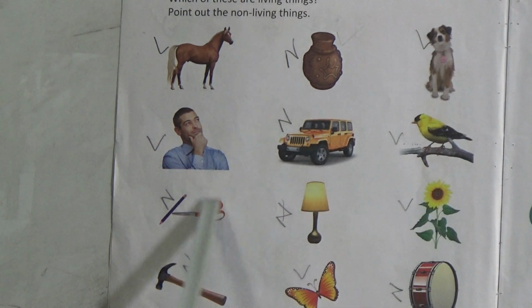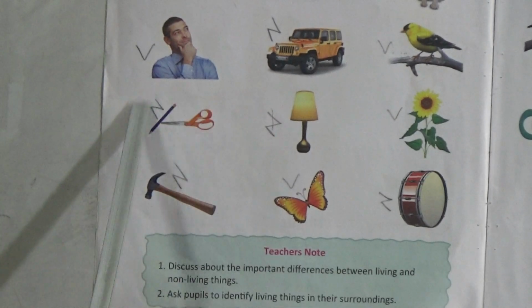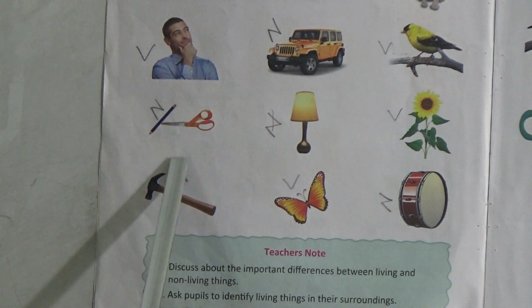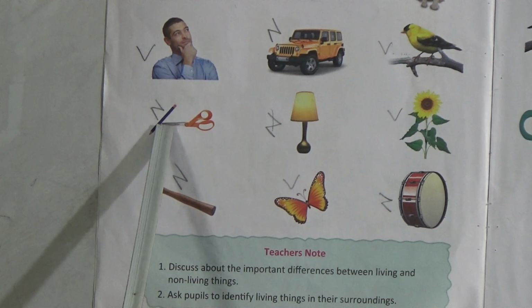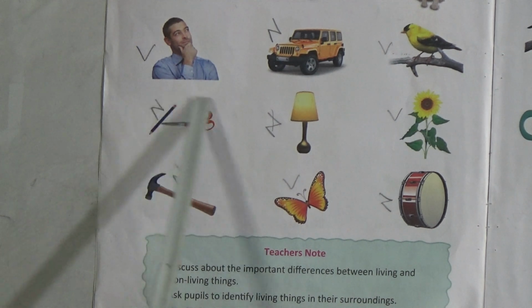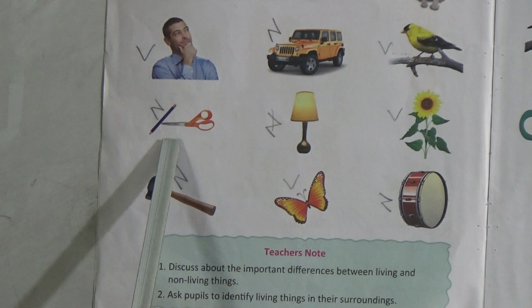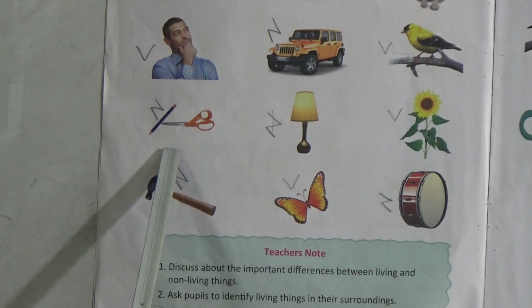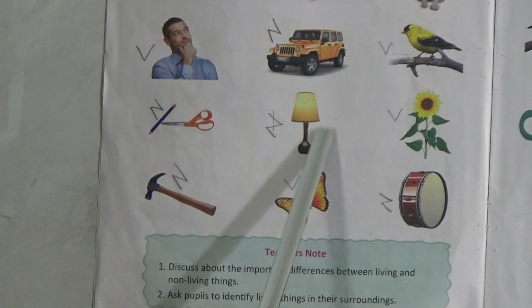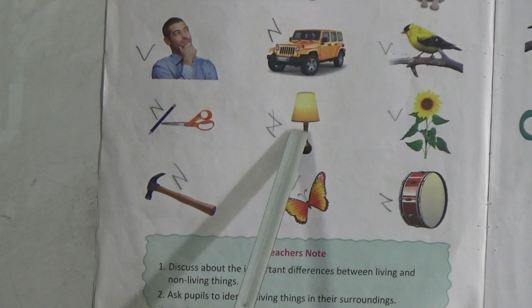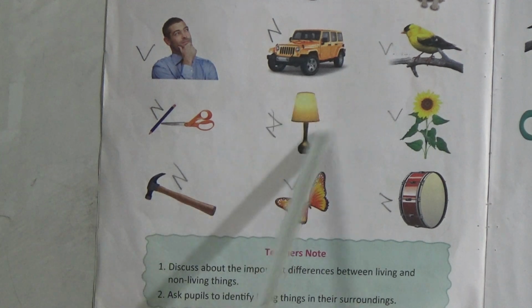Here, look at the picture. Girls and boys, every student, look at the picture. The picture is a pencil and scissors. This is a non-living thing. Now go to the next picture. Can you see the picture? The picture is a bulb. This is light. This is a non-living thing.